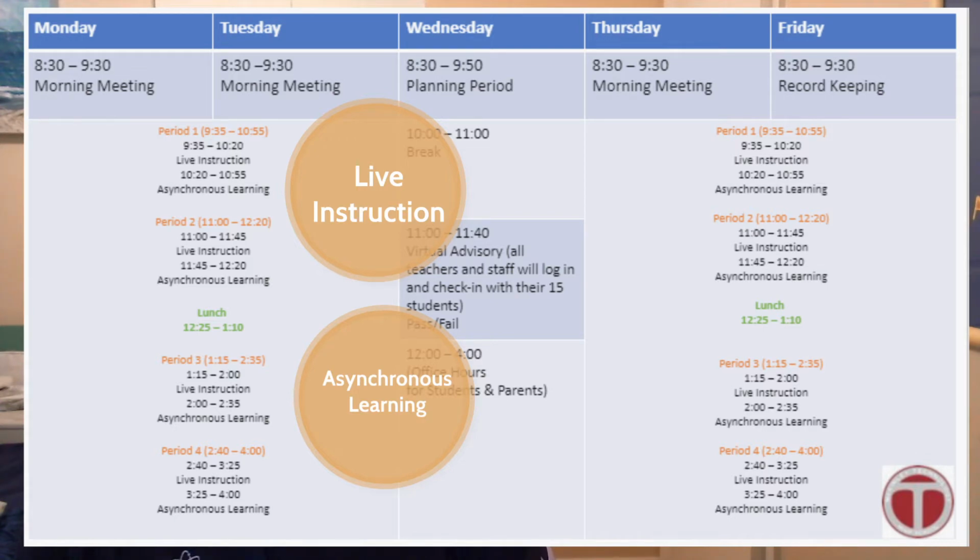So on first period, you are in live instruction from 9:35 to 10:20, and then you are in asynchronous learning between 10:20 and 10:35. And period 2 is similar, 11 to 11:45, etc. You have about 45 minutes of live instruction, and then you're supposed to do about 45 minutes of asynchronous learning afterwards. So let's talk about what those things mean.